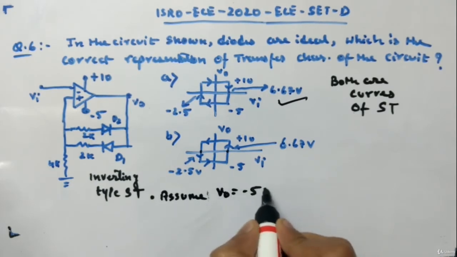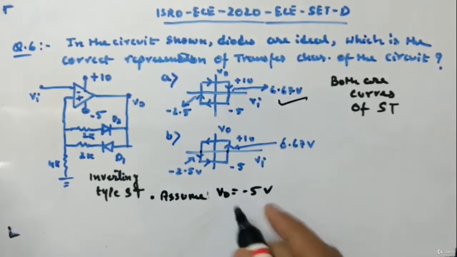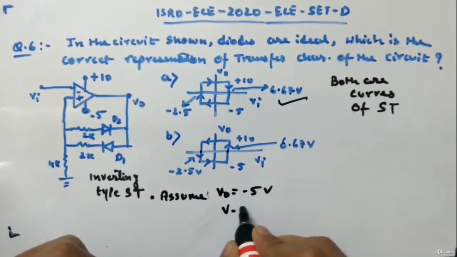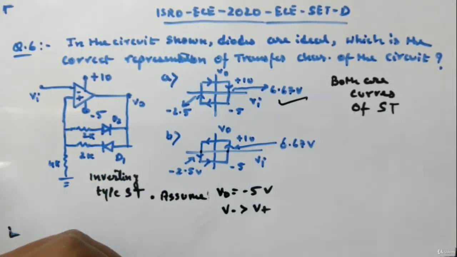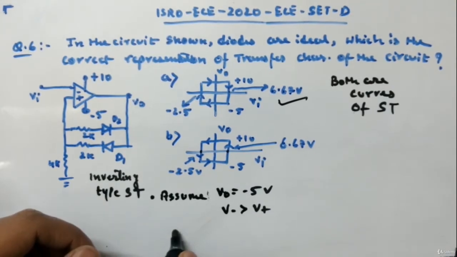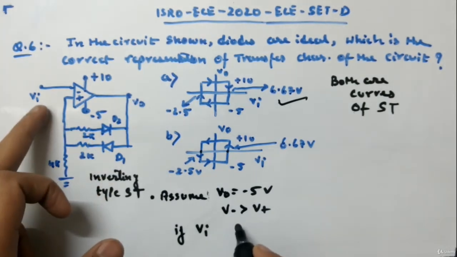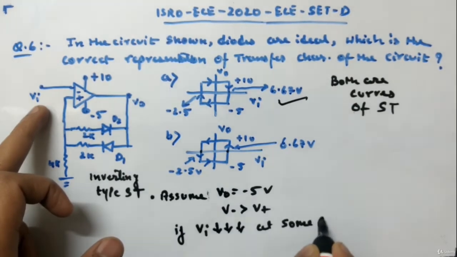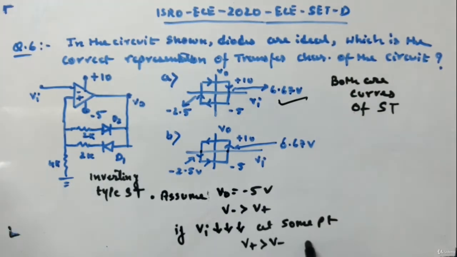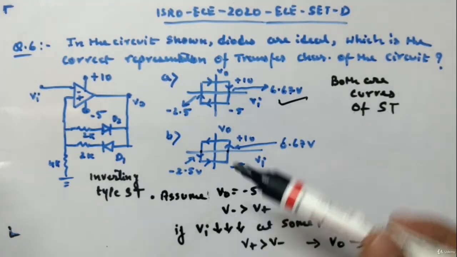Similarly, if you want to assume V0 is minus 5 volt, which means V minus would have been greater than V plus. Now, if Vi is in my control, I'll decrease the value of Vi. So at some point V plus will become greater than V minus, and in that condition V0 should go from minus 5 to plus 10.